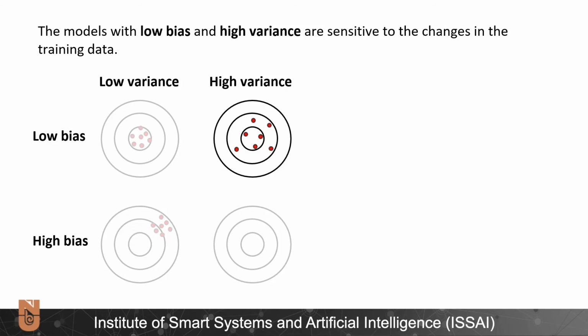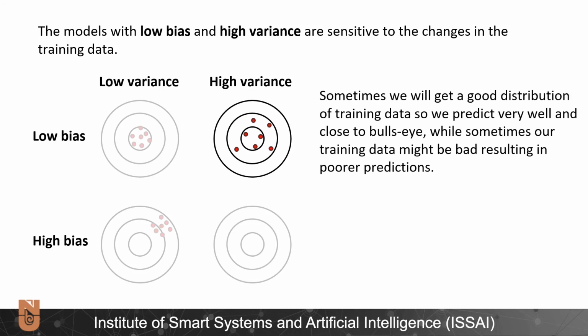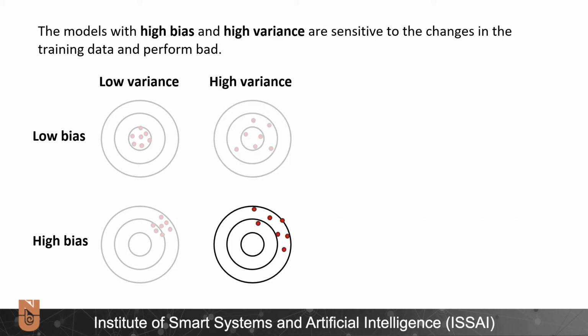The models with low bias and high variance are sensitive to the changes in the training data. Sometimes we will get a good distribution of training data, so we predict very well and close to bullseye, while sometimes our training data might be bad, resulting in poorer predictions. This scenario corresponds to overfitting. The models with high bias and high variance are sensitive to the changes in the training data and perform bad.